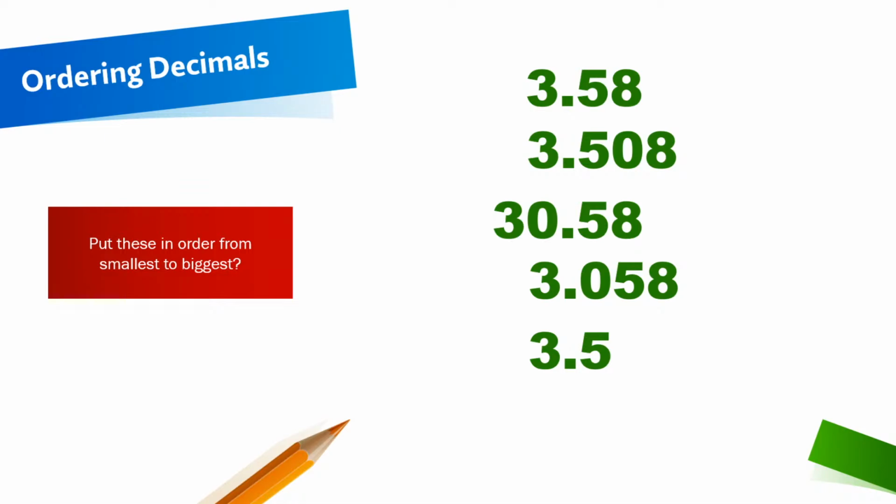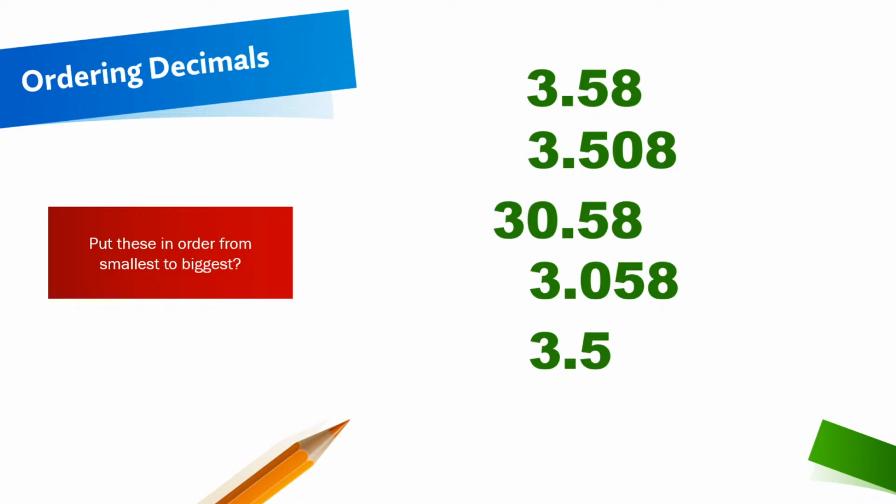We're going to look down. Now, one of these numbers should jump out as clearly being the biggest. So it's going to go to the bottom of the list. And that is the 30.58. Because it's clearly bigger than all the 3s. The numbers before the decimal we compare first. So the 30 is much bigger than the 3s, so it goes to the bottom.